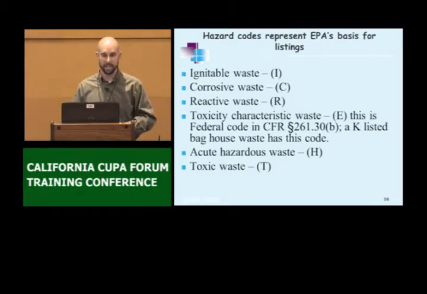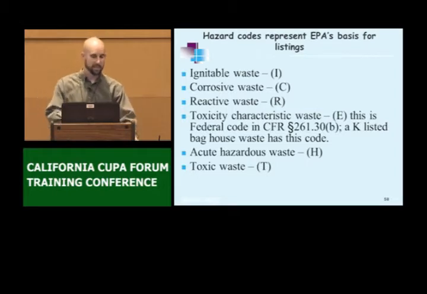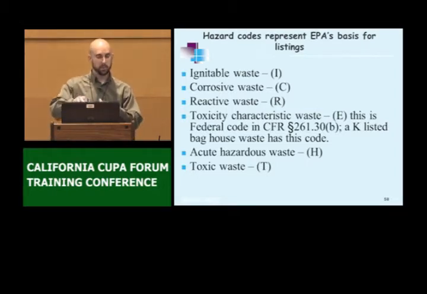All right, moving on. Acutely hazardous waste, H, and then toxic waste. The difference between the E and T, they sound similar. The E criteria is for a TCLP, whereas the T, toxicity, is concerned about toxic constituents, which we deal with far more often.